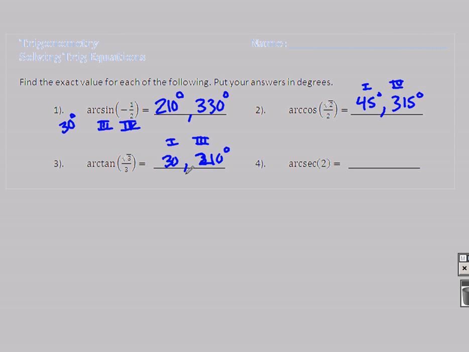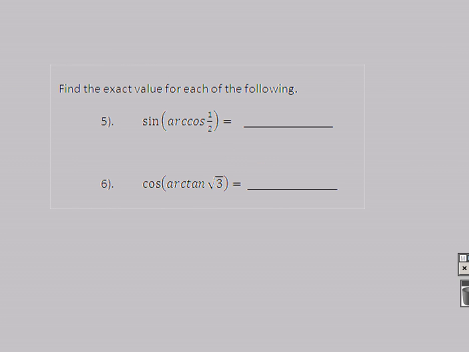And then for number 4, arcsecant of 2, that's the same as saying the arccosine of 1/2. Or not arcsecant, I should say, arccosine of 1/2, which is positive in 1 and 4. Cosine is 1/2 at 60 degrees, and that means in quadrant 4 it would be 300 because it's 360 minus 60.